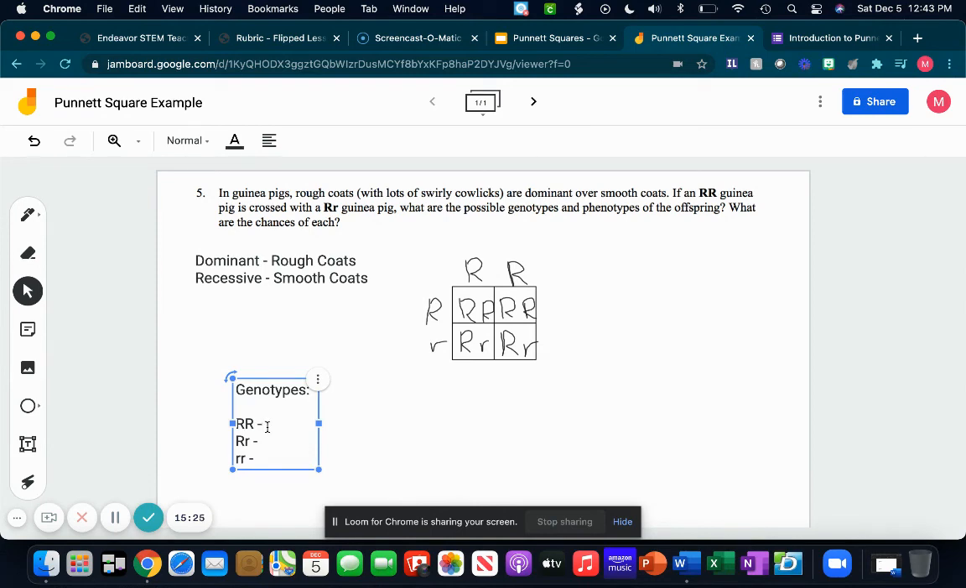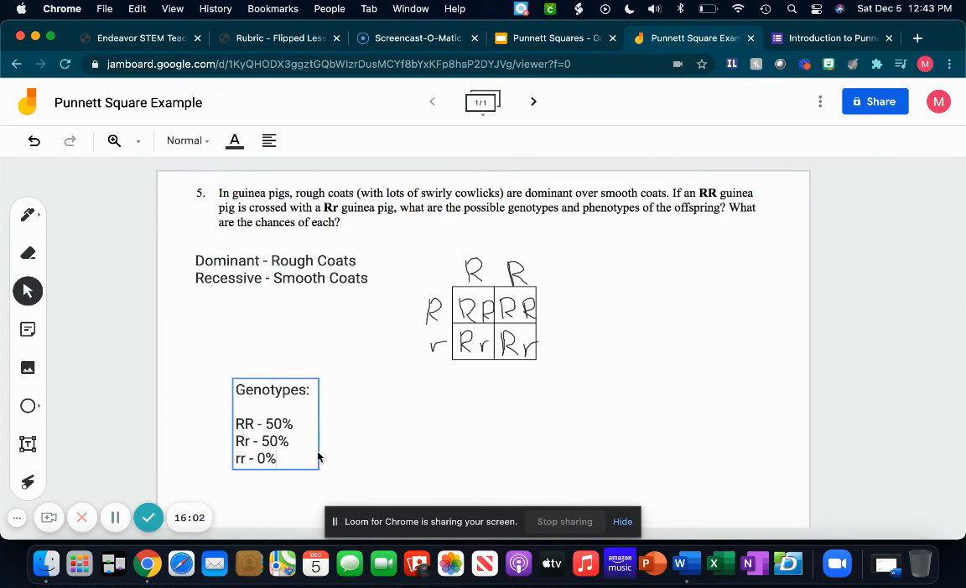So now we're going to do our percentages. So how many squares are big R, big R? 1, 2. Now if each of these is 25, all right, 25 plus 25 is 50. So we have 50% big R, big R. And we have the same thing with big R, little r, I'm sorry. So that's also going to be 50%. And we're just going to put a 0% here, okay?